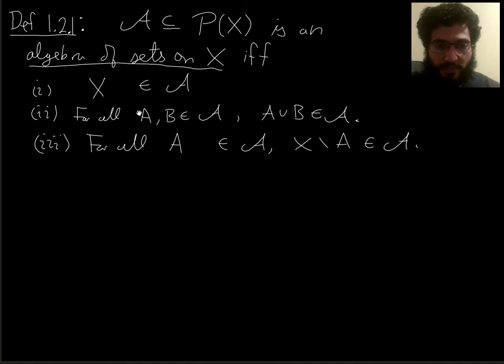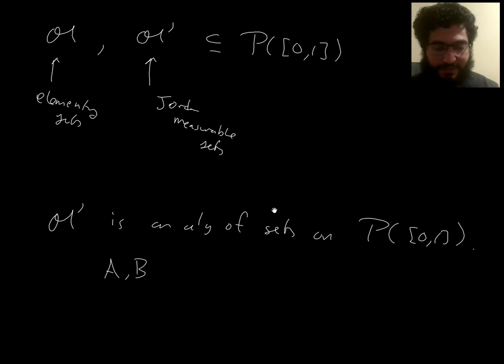And two, if I take two things that are Jordan measurable and I union them, is that Jordan measurable? That's actually on your homework, so I'll leave that for your homework. And the third thing, if you take a Jordan measurable set and then complement it within the unit interval, is that Jordan measurable? So let's just look at that.